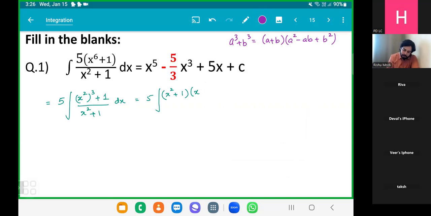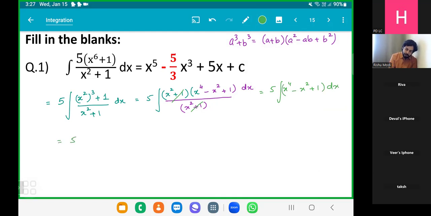So this will be x square plus 1, times x raised to 4 minus x square plus 1, the whole divided by x square plus 1. x square plus 1 gets cancelled. Right? So x square plus 1 gets cancelled. So you will get 5 integration of x raised to 4 minus x square plus 1 dx. We know the integration of x raised to 4 will be x raised to 5 upon 5 minus x cube upon 3 plus x plus c.